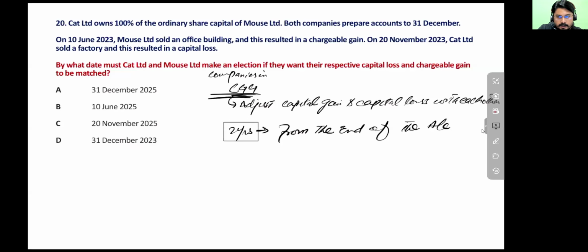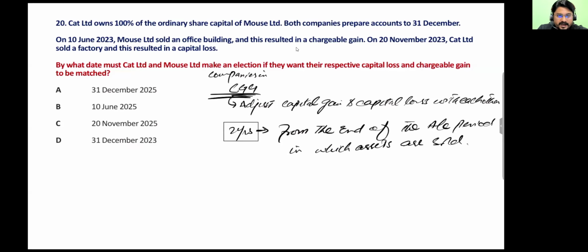Okay. Am I guiding you? The companies which are there in the capital gain group, they can adjust their capital gain and capital loss with each other. And this decision is to be made within 2 years from the end of the accounting period in which assets are sold. By keeping this statement in mind, let's read the scenario.